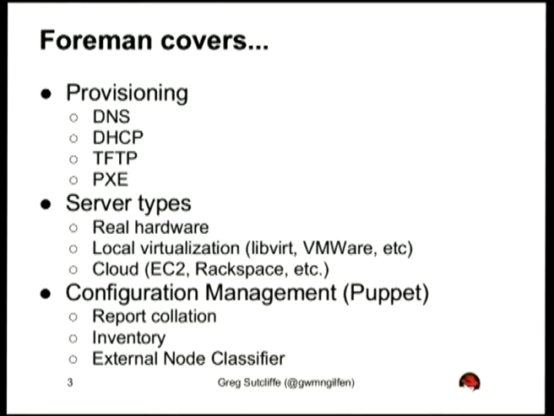We support loads of operating systems. We support lots of different types of machines, so real hardware, cloud stuff, EC2, Rackspace, local virtualization on libvirt or RHEV or oVirt. So it's about trying to get one workflow for all of your stuff. And it's also configuration management, so reports, audits, etc. So if you don't know what Foreman is and you want to know more about this, I've got some links at the end. You can find out more. But unfortunately, the rest of this probably won't make a lot of sense.